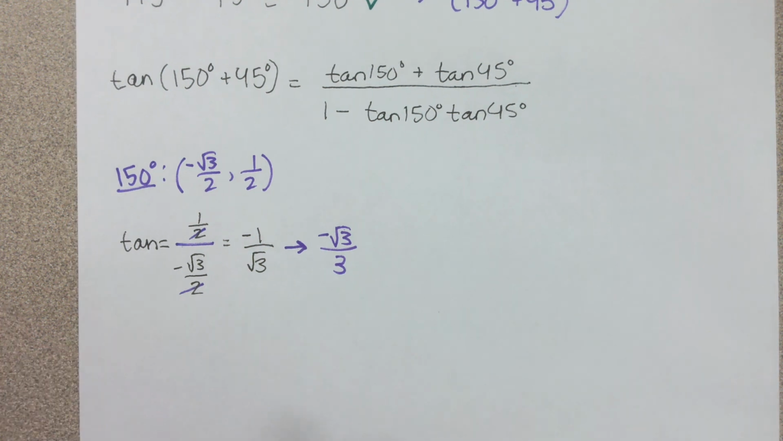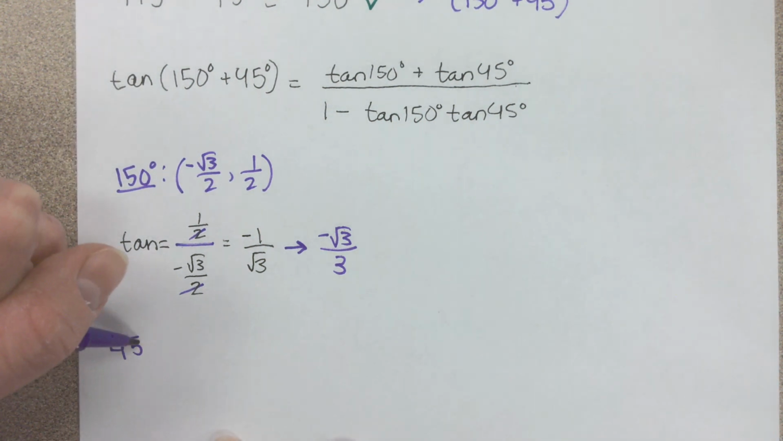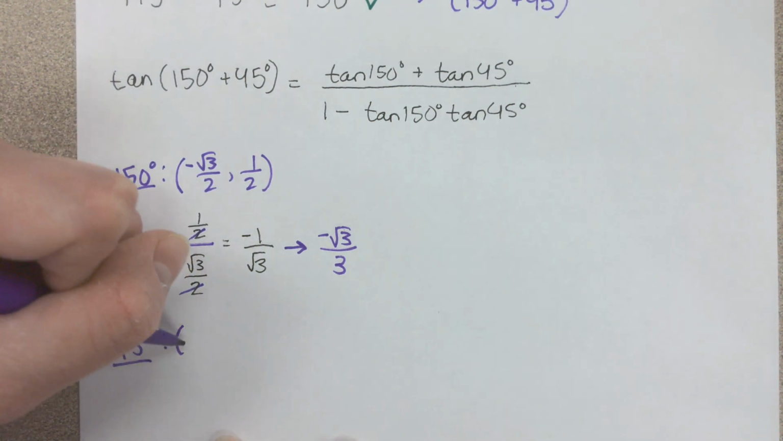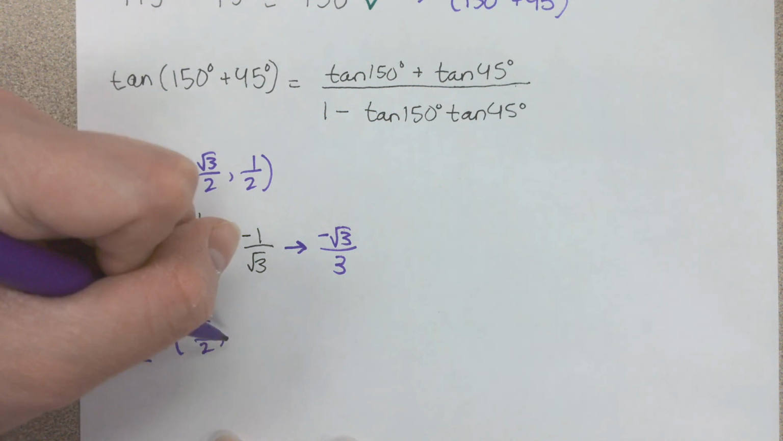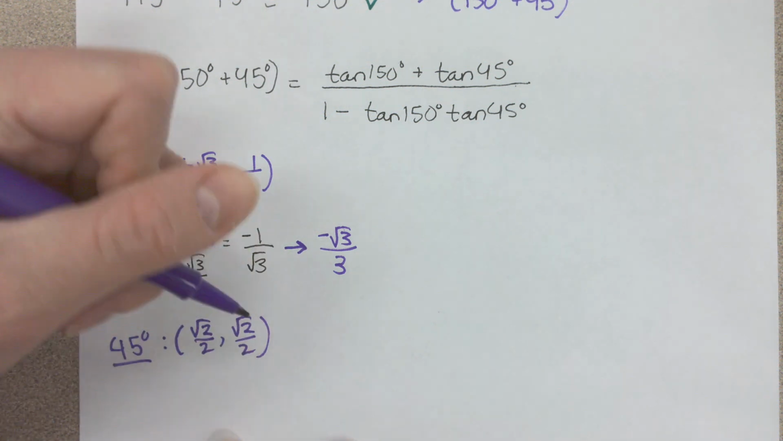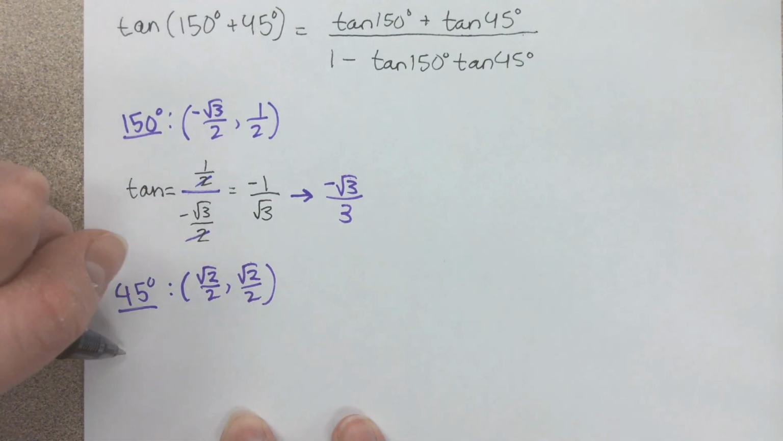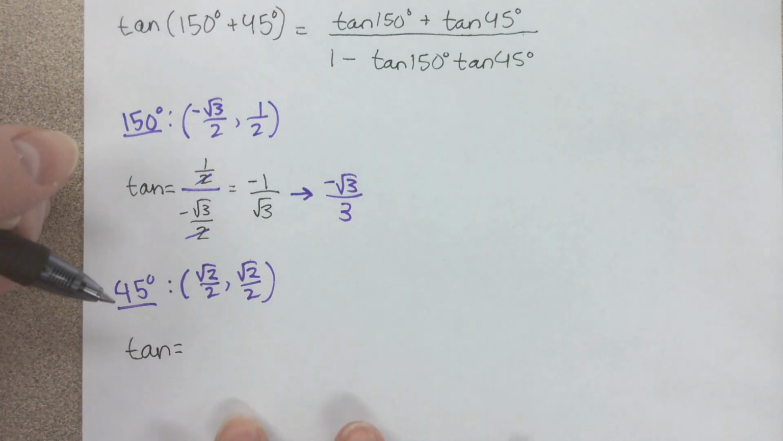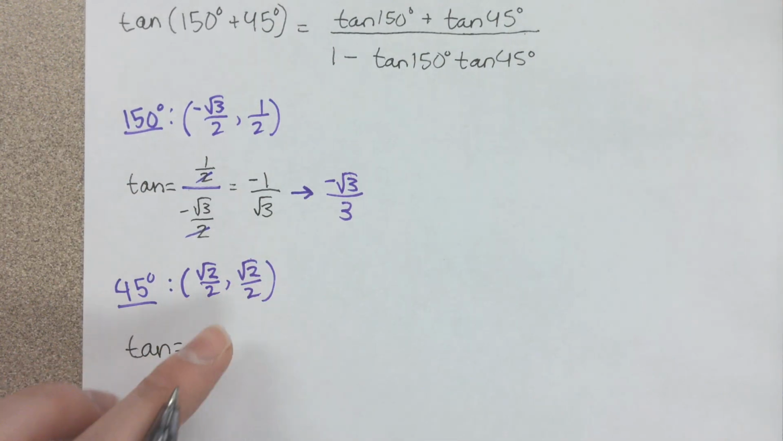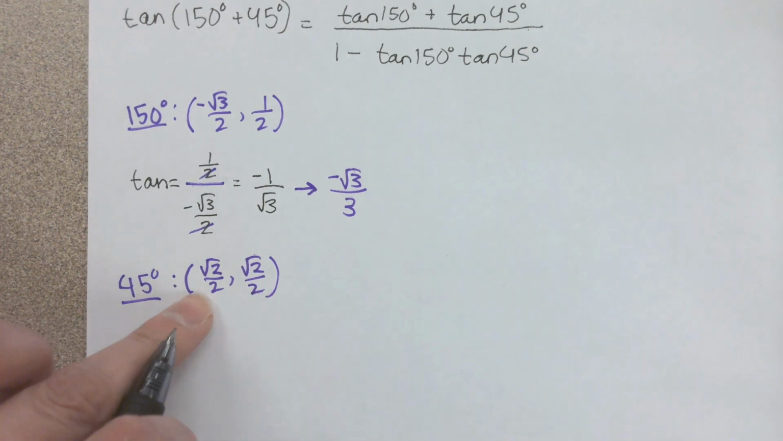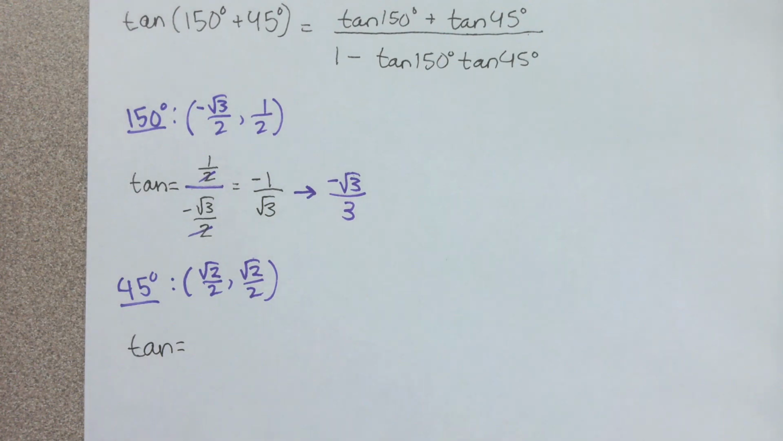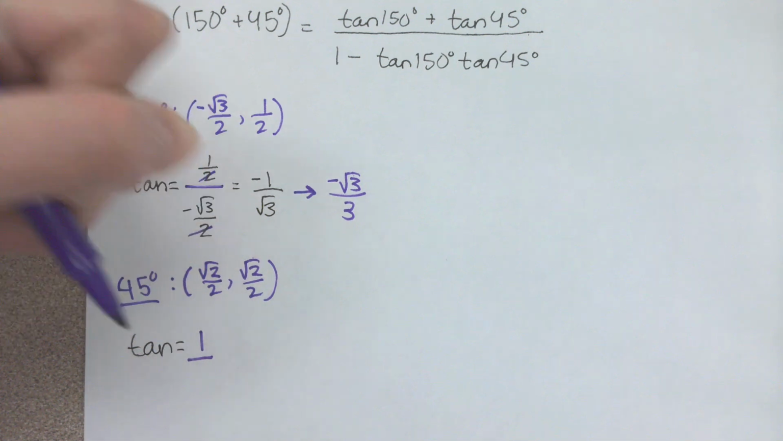And then 45 degrees. Rad 2 over 2 for both values. And I'm going to skip the work on this one. I hope you can follow. If I divide these, y over x, sine over cosine, it's going to be 1, which is why we chose that one.